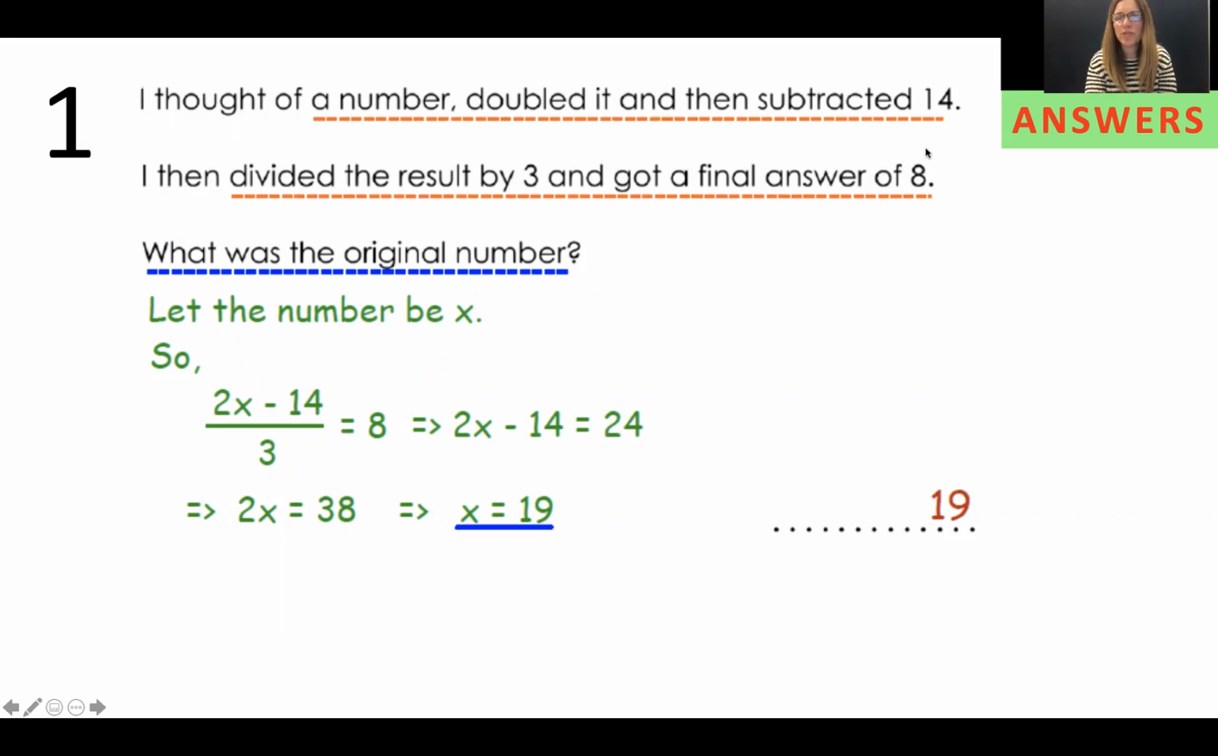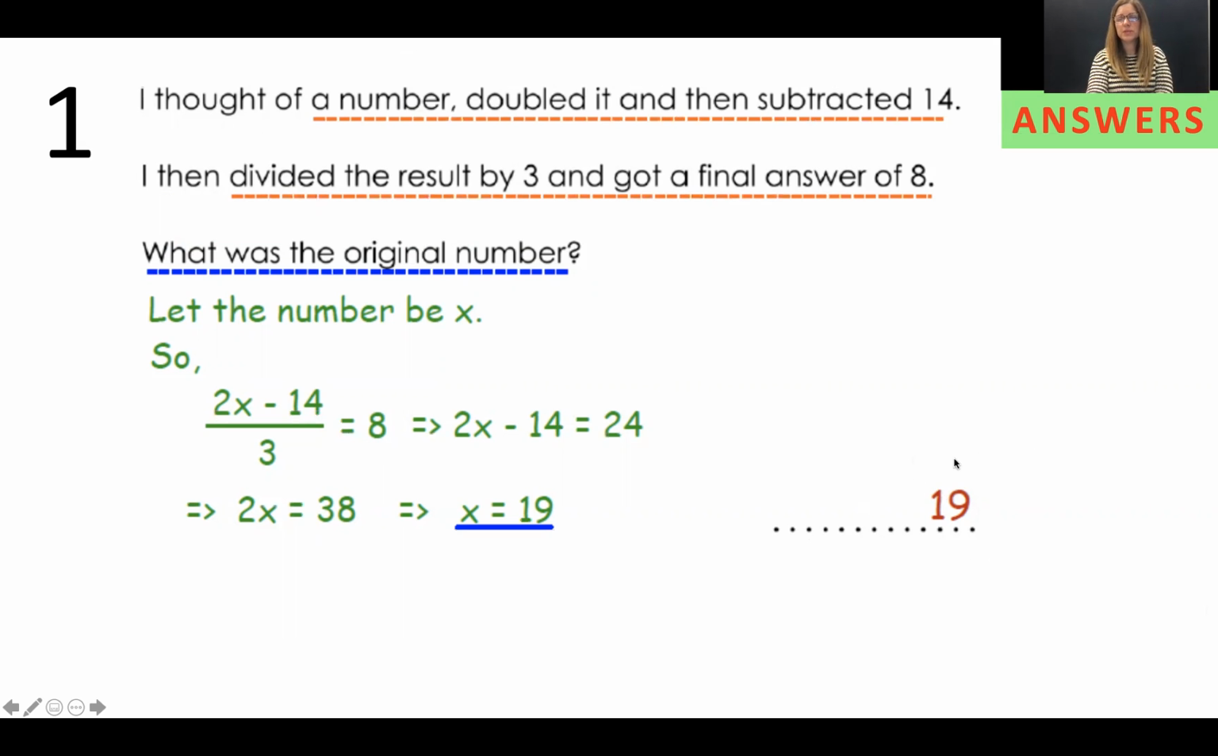You start with 8. So instead of dividing by 3, you can multiply 8 by 3. That's going to give you 24. Instead of subtracting 14, add 14. So 24 plus 14 is going to give you 38. So at this point, again, I'm still working backwards. Instead of doubling my number, I'm going to halve it. So if I've got 38 and I halve it, I'm going to get 19.